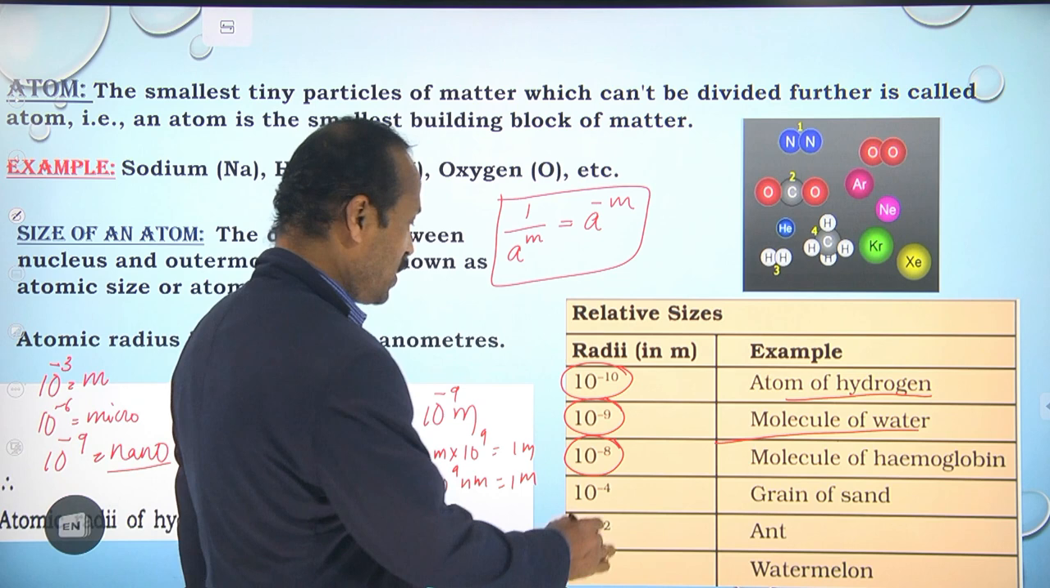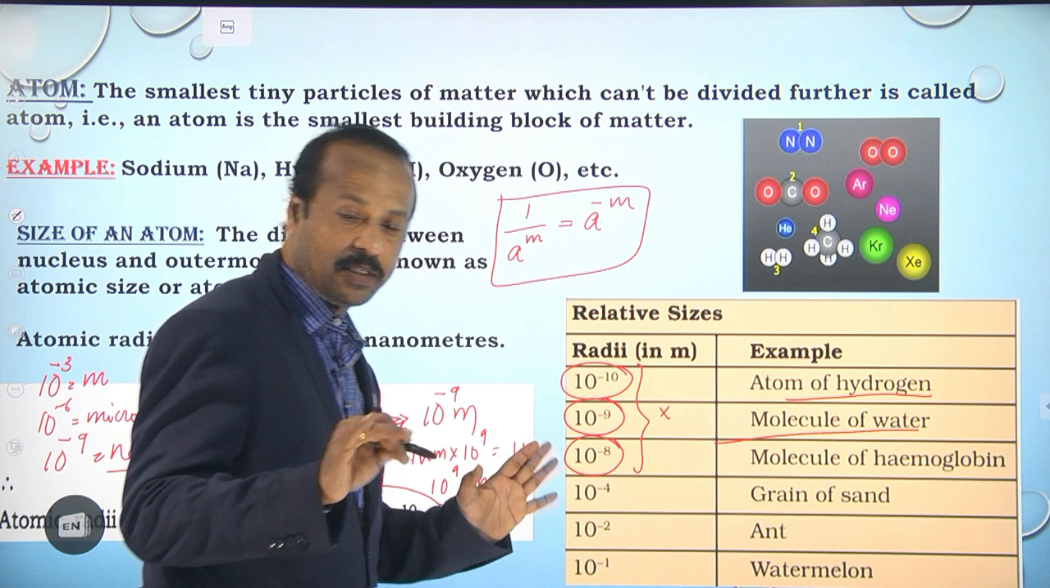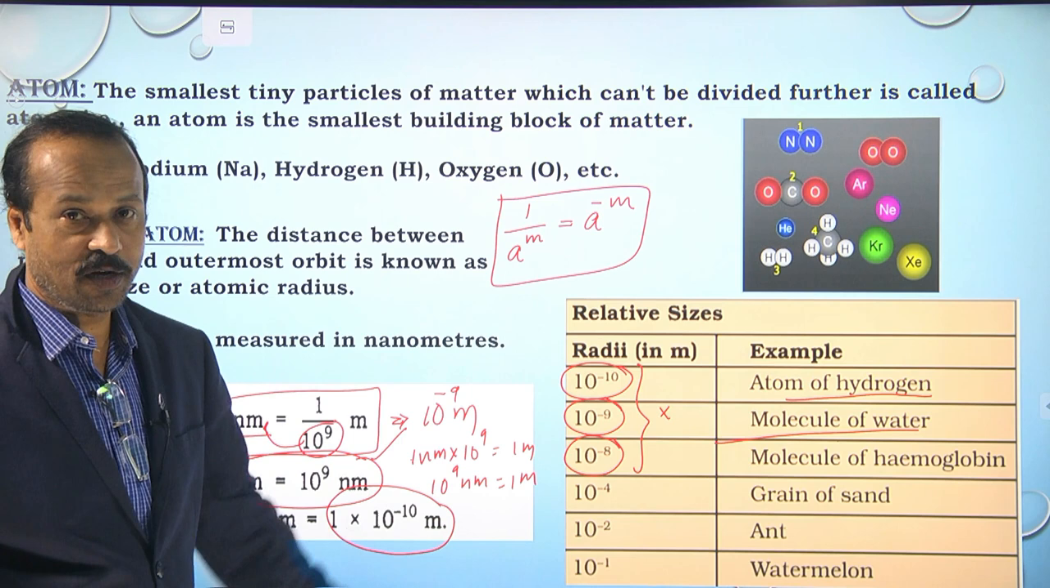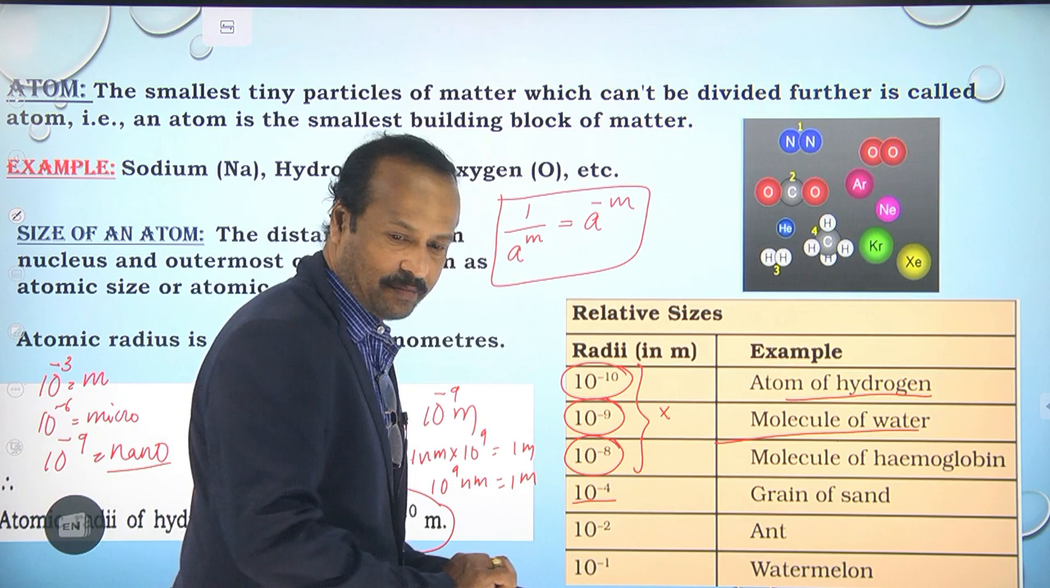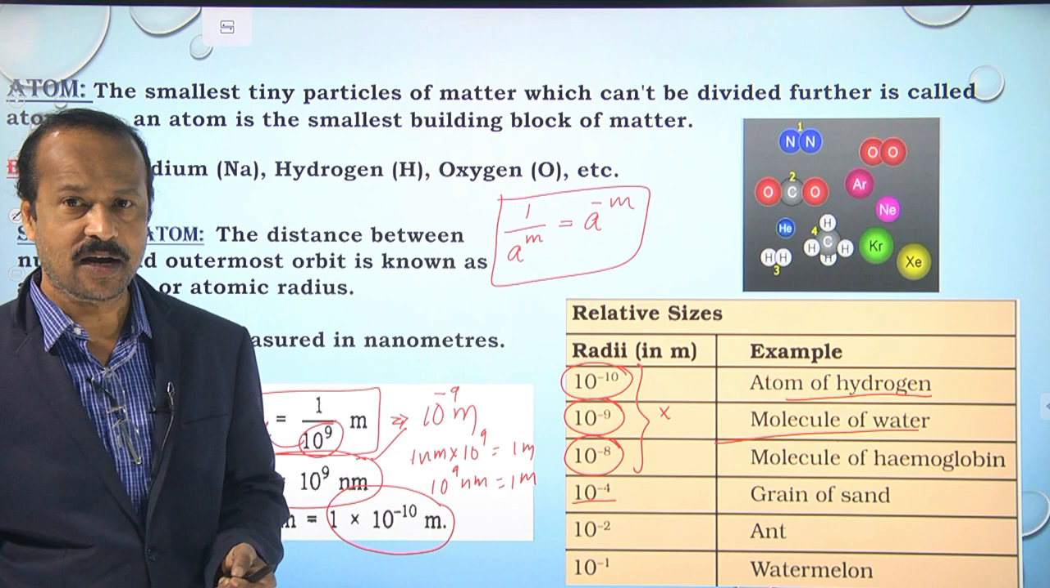Up to this point we can't see, these are invisible to us. 10 to the power of minus 8, 10 to the power of minus 9, 10 to the power of minus 10, we can't see. But you can see a small grain of sand. You know sand, right? A small grain of sand has a size of 10 to the power of minus 4. This is visible to us.